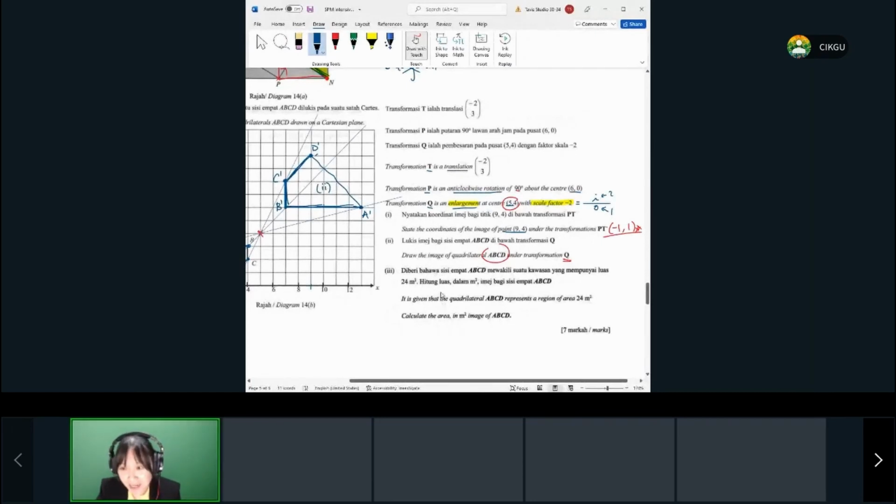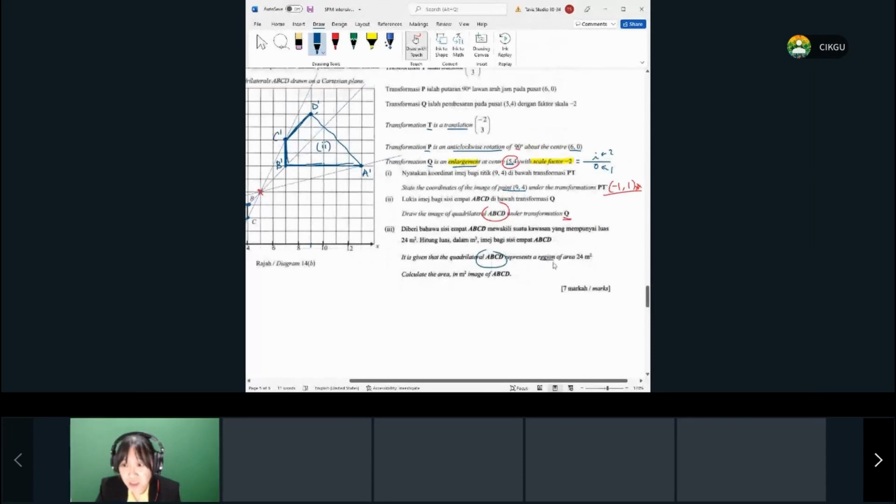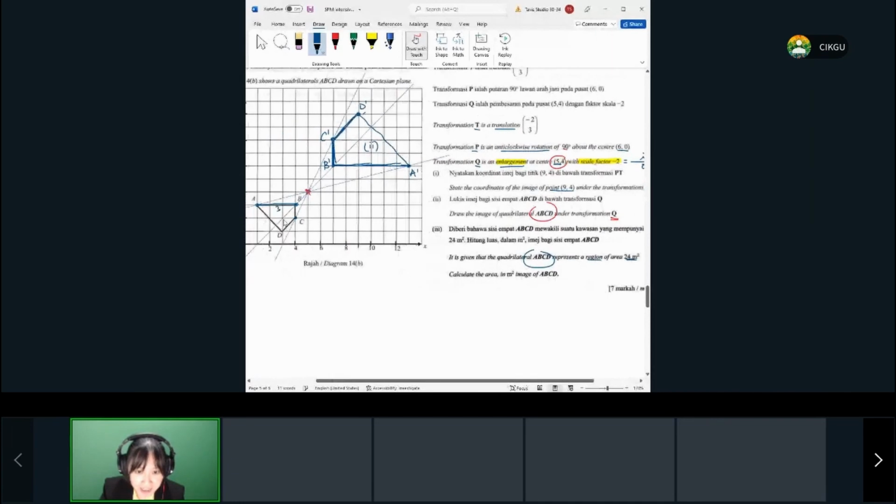Next, last part for this question. Okay. It is given that the quadrilateral ABCD represents a region of area 24 meters square. Okay, here, wait, this one is 3 units I put outside. Why? Because I want to highlight this part here. This one here is 24 units square. That's the area. Find the area of the image. That means they want this area.